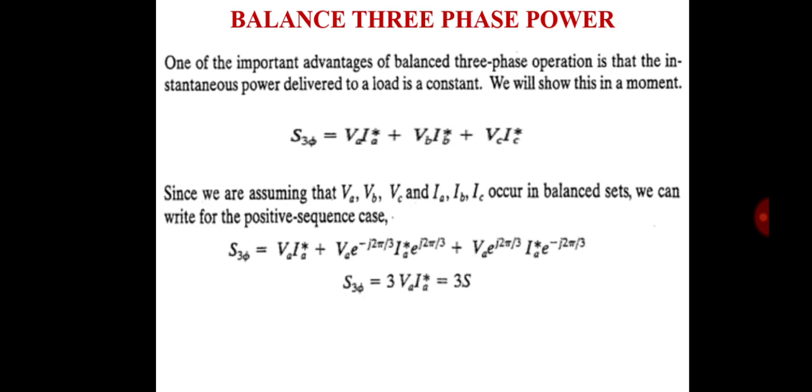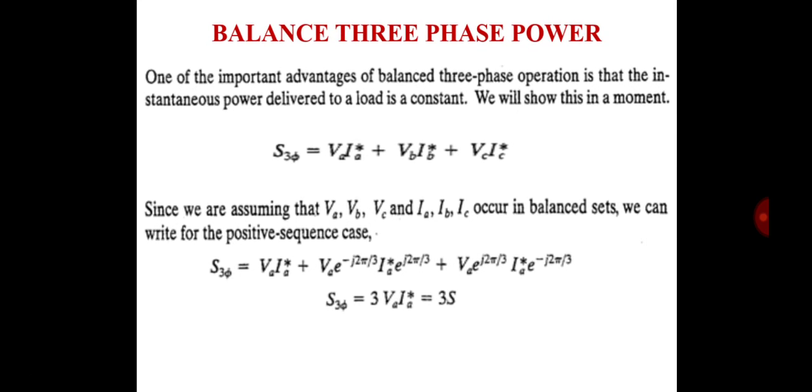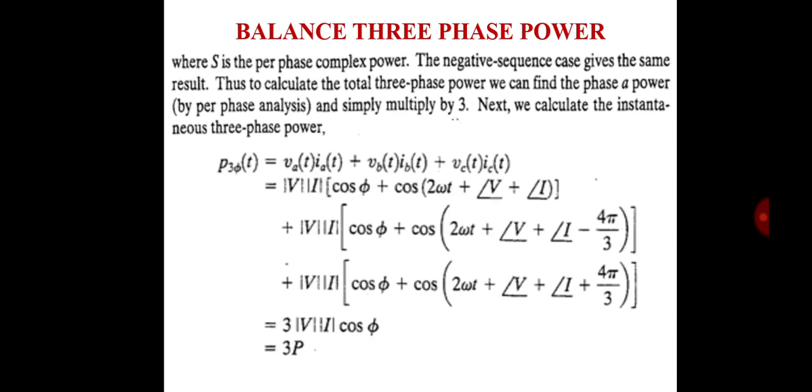So here S three-phase is equal to 3 VA IA conjugate. So S three-phase is equal to 3S for balanced three-phase power, where S is the per-phase complex power. The negative sequence case gives the same result. Thus, to calculate the total three-phase power, we can find the phase A power by per-phase analysis and simply multiply by 3.